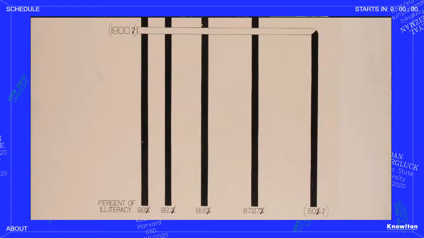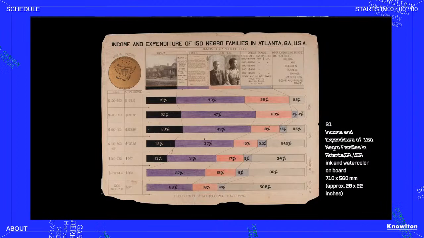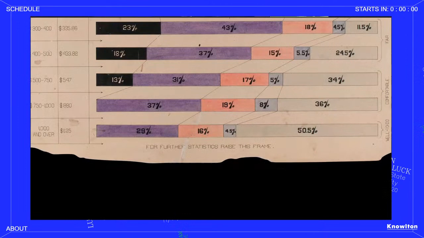And then I'm going to close with this plate, which to me looks like it could have been designed in Adobe Creative Suite because of its complexity of form. We have multiple levels of hierarchy, data visualization, photographic prints. There's even this gold seal. And then again, at the bottom, you have this haptic call to raise the statistics, or raise the frame, to see further statistics.